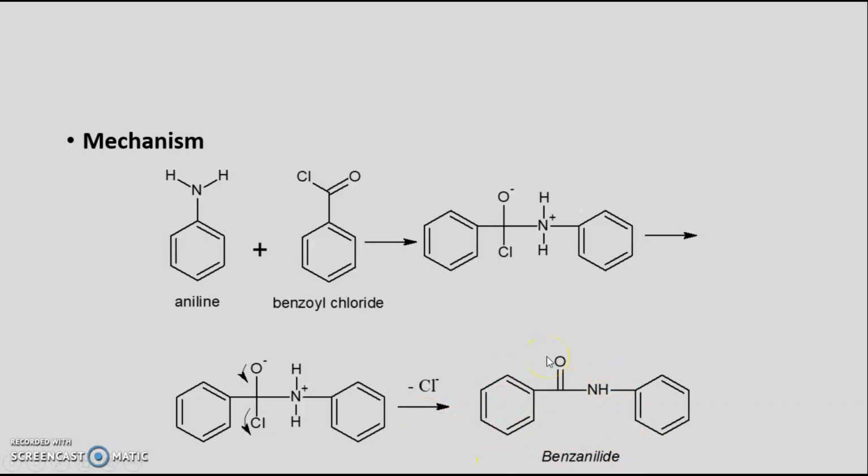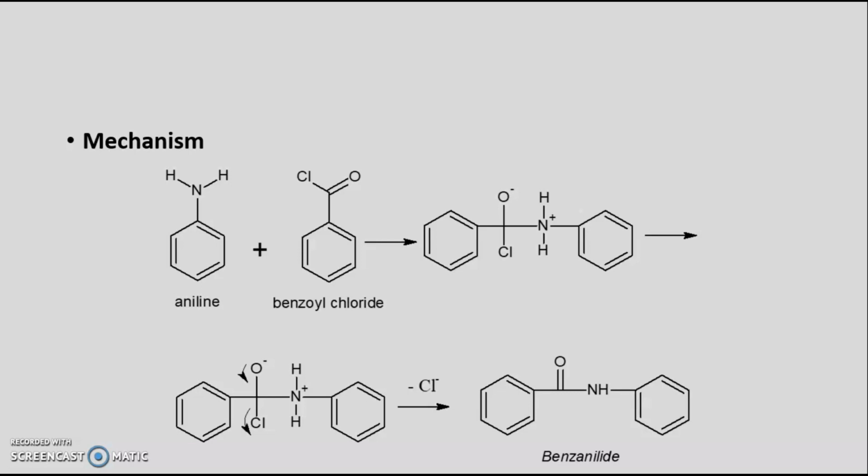In this way, first the attack of benzoyl chloride takes place on the aniline, which leads to the formation of an intermediate product. This intermediate product, on losing HCl, will be converted into benzanilide. In this way, the mechanism occurs in the synthesis of benzanilide. Remember that this reaction is known as the Schotten-Baumann reaction.